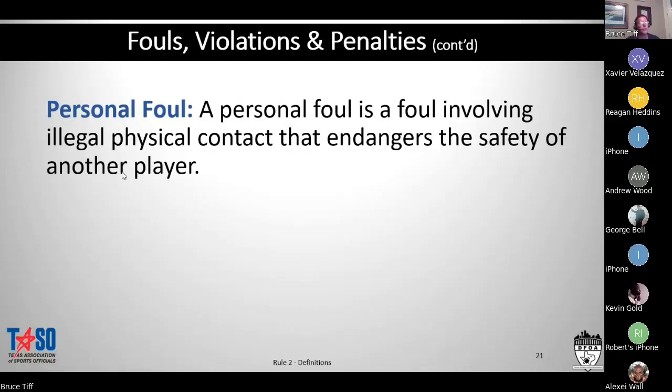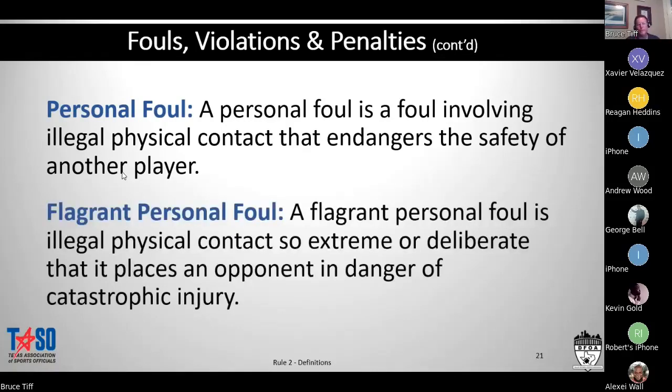Now, there's also another type of personal foul, and this one has an even stricter penalty. So this is a flagrant personal foul. And it is, again, illegal physical contact so extreme or deliberate that it places an opponent in danger of catastrophic injury. So I think the most common one we know of today is targeting. And what that means is when a person commits a flagrant personal foul, not only are they going to get a 15-yard penalty associated with it, but that player will also be disqualified from the game.